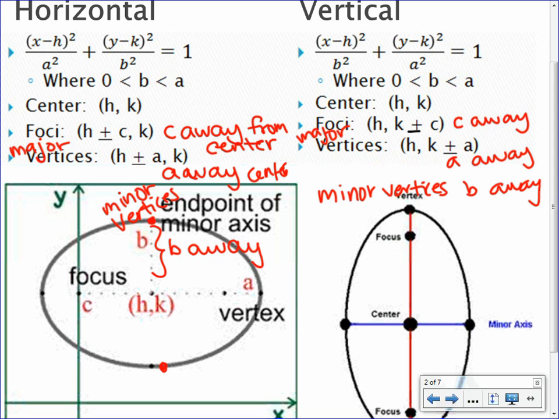Ellipses should be one of the easier conics to graph. The hardest part about this is the foci, and it's really not that hard. You just have to remember a formula, which I will give you.